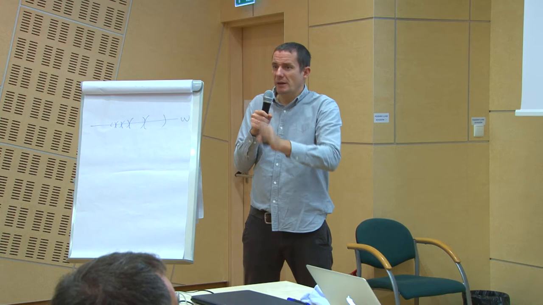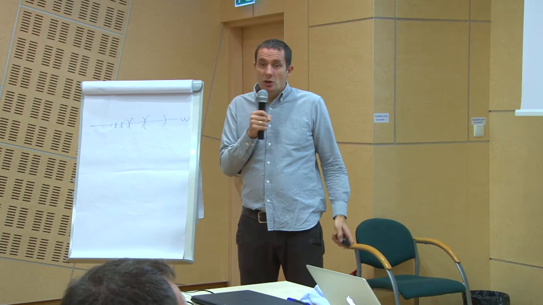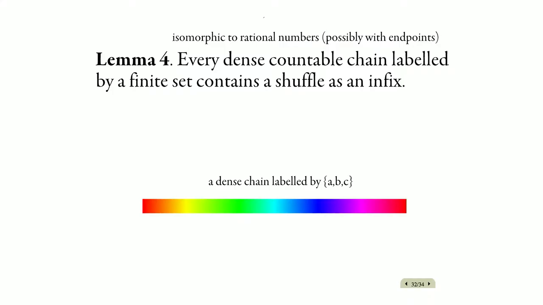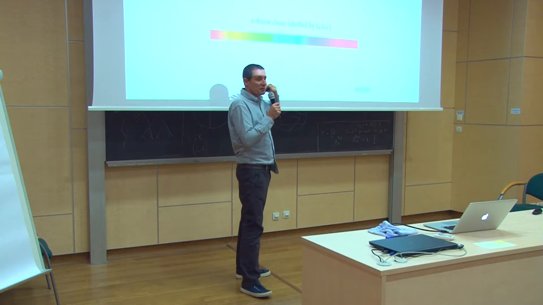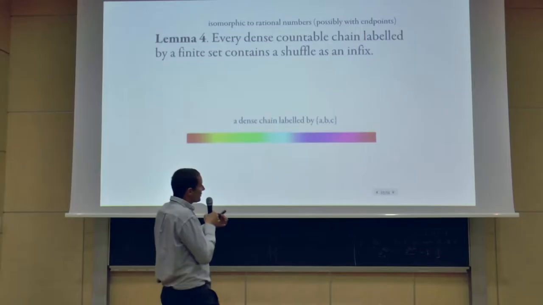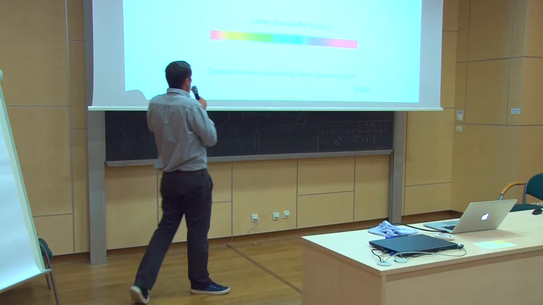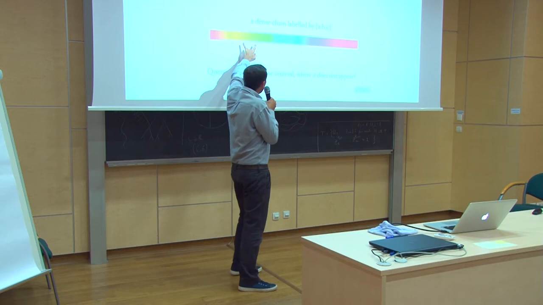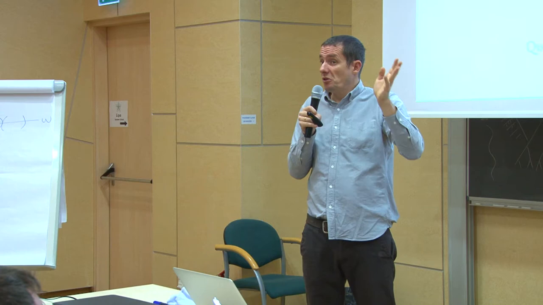Why is that true? So imagine that you color the rational numbers with a finite set of colors, red, blue, green, okay? So this is our rational numbers colored by A, B, C. It's colored in some crazy way. I claim that somewhere here you will find a shuffle. And it's actually a very simple observation. Why? So I ask the following question. I look at the first color A and I ask, is there some interval where A does not appear at all? Yes or no?